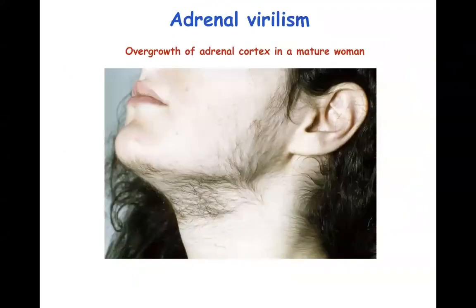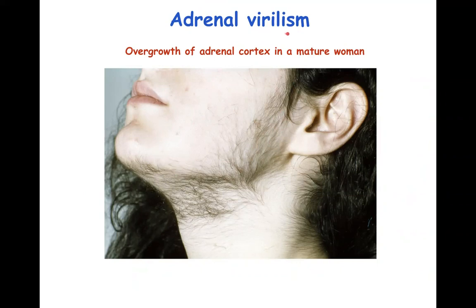Then there is a defect called adrenal virilism. This is very noticeable in the case of females. When there is an overgrowth of the adrenal cortex in a mature woman, a woman who has already reached the age of 18, after that, if there is an overgrowth of the adrenal cortex, she will develop facial hair. She will develop a hoarse voice. This is called adrenal virilism.